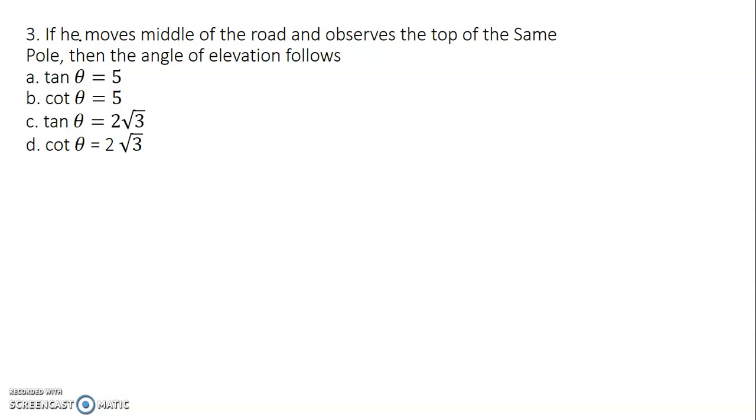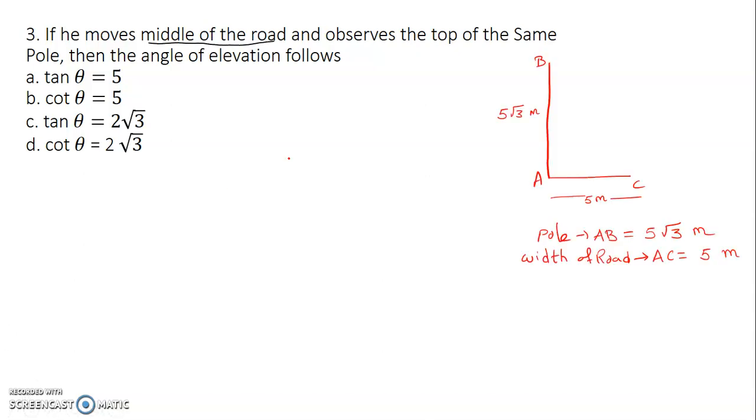After that, third question. If he moves to the middle of the road and observes the top of the same pole, then the angle of elevation, observe that. He is moving to the middle of the road and again he is observing the top of the pole. According to that, we should draw triangle. Yes, AB is a pole. It is having 5 root 3 meter. AC is the width of the road, that is 5 meter, and he is moving middle of the road. So middle of the road means what is 5 by 2? Yes, 5 by 2 is 2.5. So this is 2.5 and this is also 2.5.